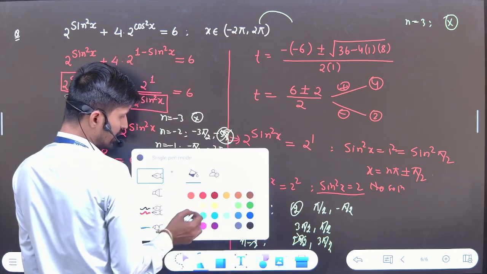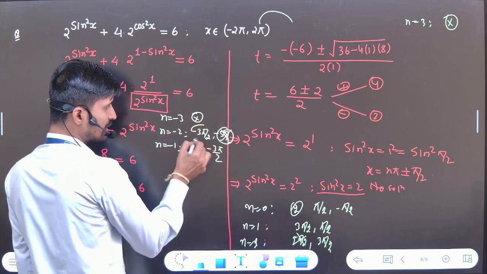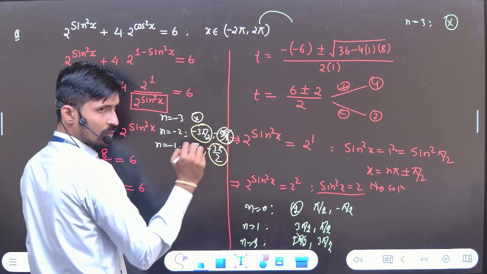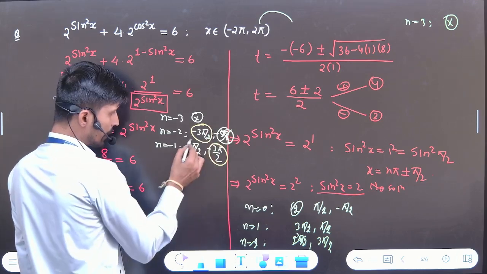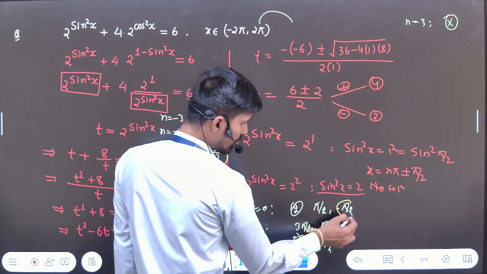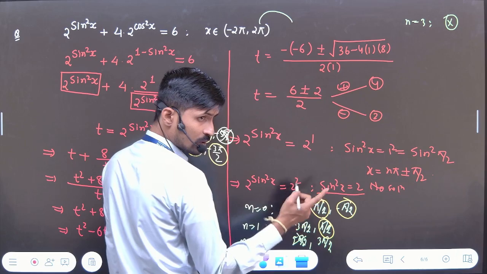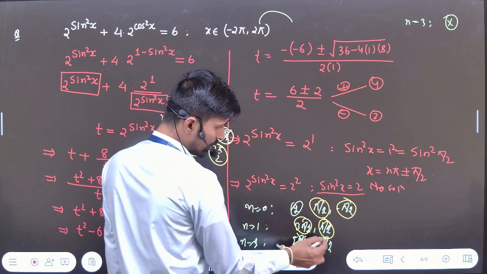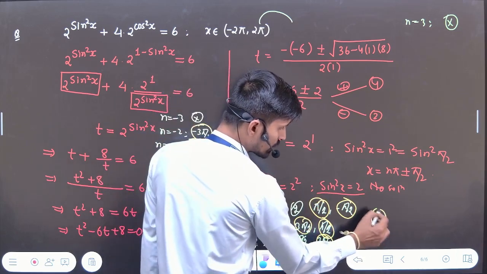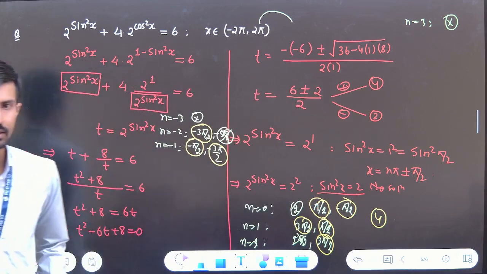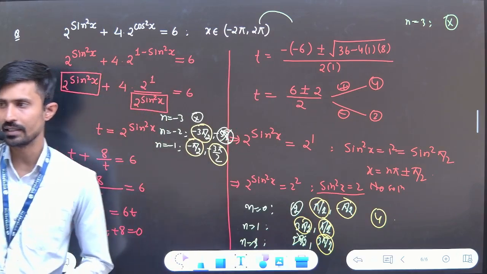So it means here, sir, minus 3 pi by 2 will count 1. Minus pi by 2 will count 1. So 2 solutions. Plus pi by 2, 3 solutions. And 3 pi by 2, 4 solutions. We have a total of 4 solutions. This is the process of thinking for finding the number of solutions.